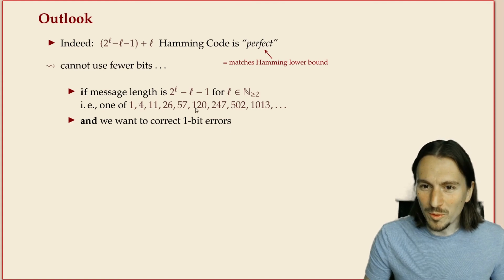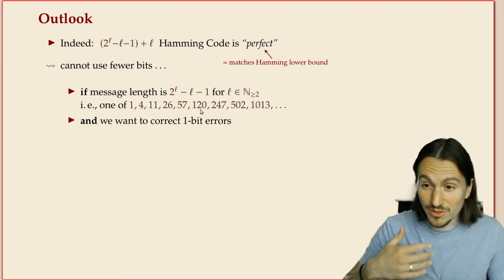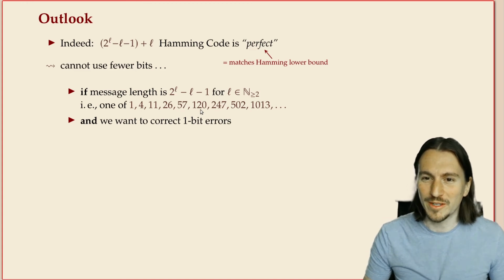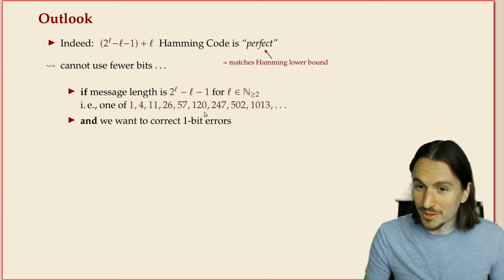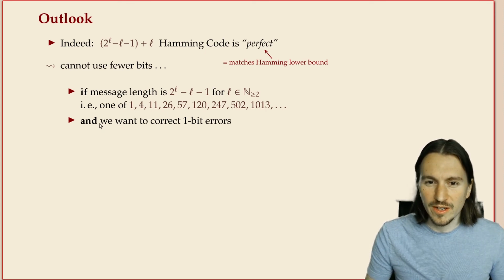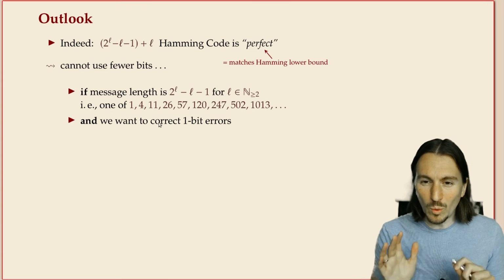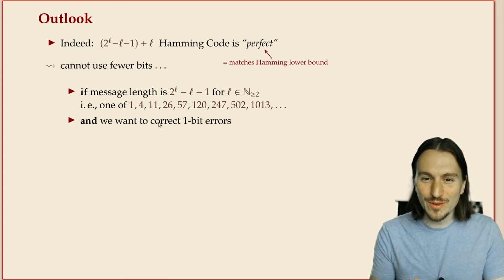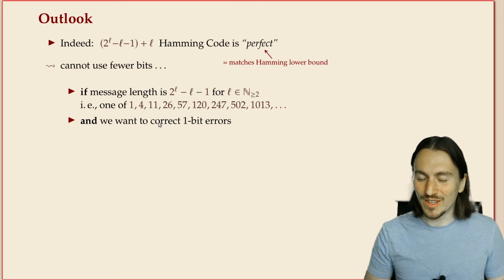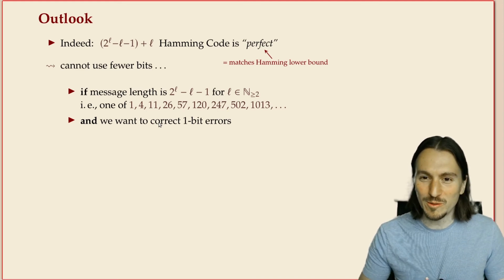We've used the example with 120 bits where we just used 64 of it in the previous example with the 11-bit overhead. You can take all these other numbers. Those are message lengths, and we want to correct 1-bit errors only. If these two things are what you want, then Hamming codes are the perfect solution, and there's no possibility to improve upon those.